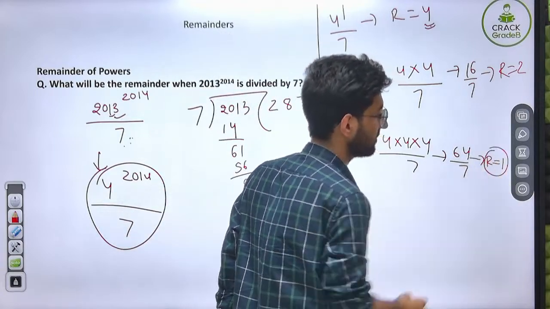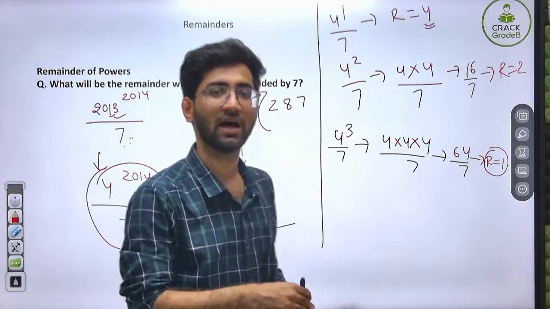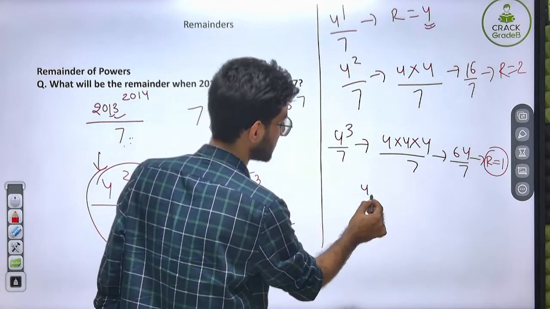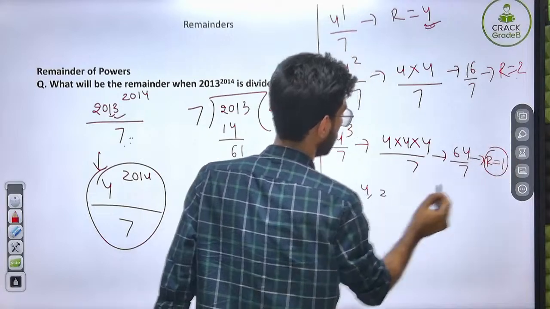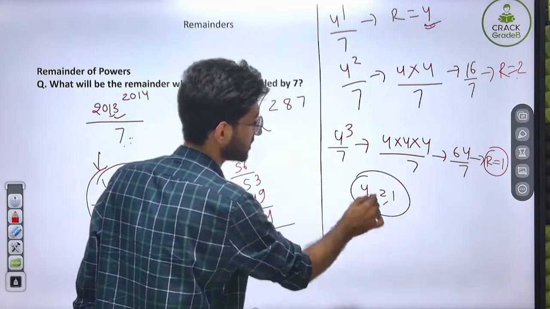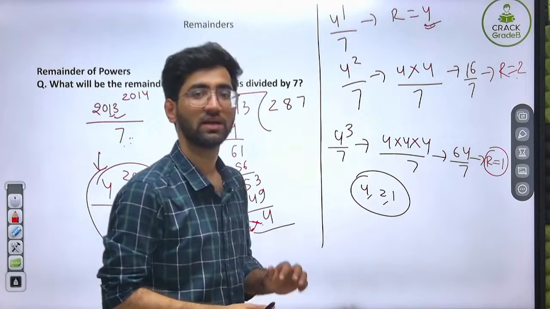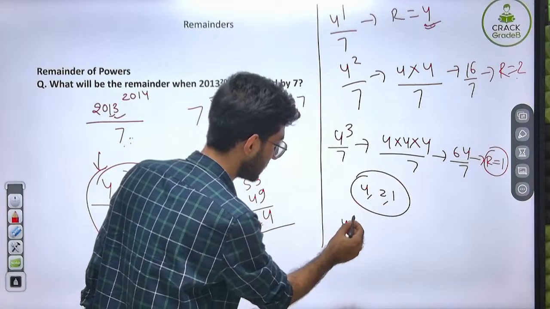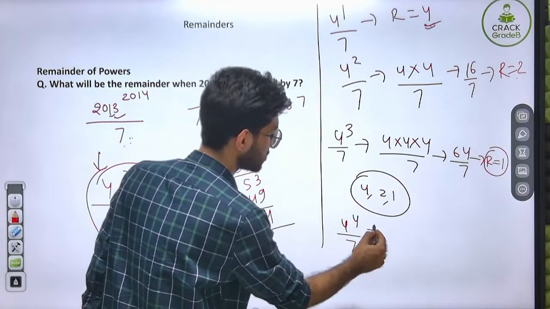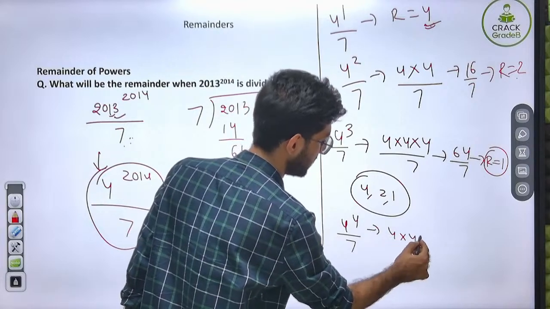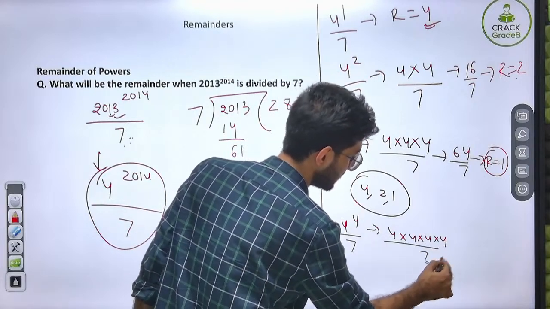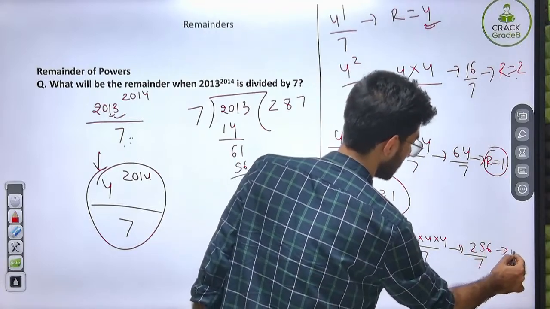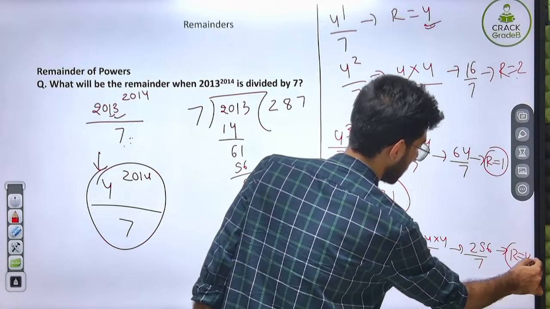Once you get the remainder 1, after that remainders start to repeat itself. What does it mean? That remainders will follow this pattern, 4, 2, 1. So basically after third power, remainders have started to repeat itself. You can cross verify it. 4 to the power 4 by 7 is 4 into 4 into 4 into 4, which is 256 by 7. If you divide 256 by 7, you will find that remainder is equal to 4.